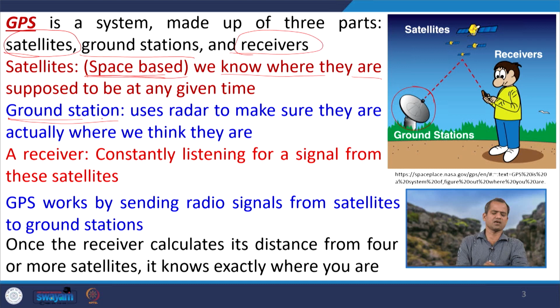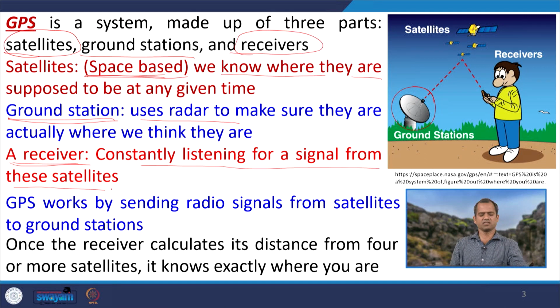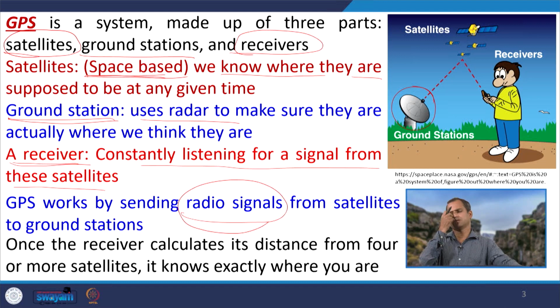Then another is the ground station. It uses radar to make sure the satellites are actually where we think they are. And the third one is the receiver, that is we, the user end. It is constantly listening for a signal from these satellites. And GPS works by sending radio signals from the satellite to the ground station. So, it is working based on radio signals. Once the receiver calculates its distance from 4 or more satellites, its location is exactly traced. So that is how we do our location mapping when we go for field work.